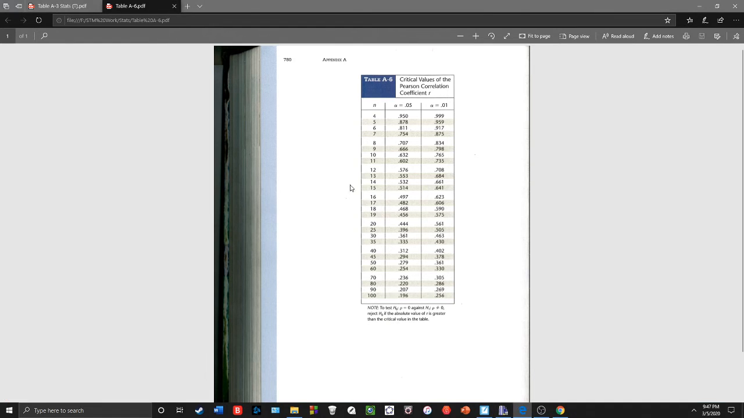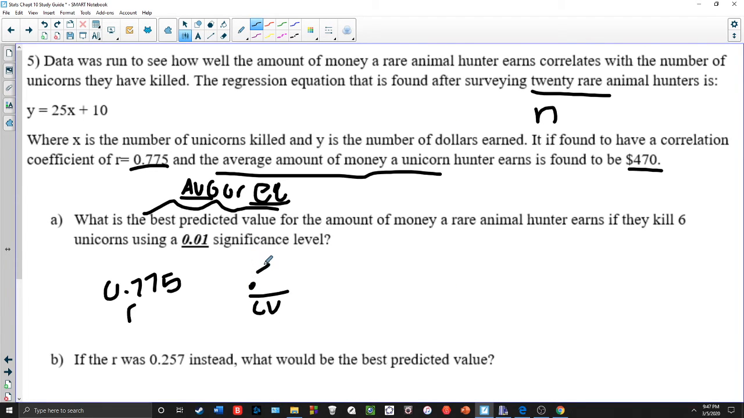So we go back to table A6. 20 is my N, 0.01 is my significance, so it's 0.561. Well, R definitely beats that. So that means that since R wins, we're going to use our equation as our best predictor there. So we're going to take our equation and plug it in.